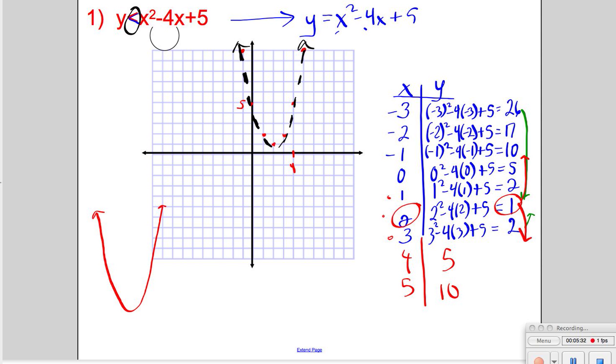Okay, now I need to test a point. So this is where it starts to get to be more new. I need to test a point to decide where to shade. 0, 0 is still your friend. Notice where 0, 0 is.